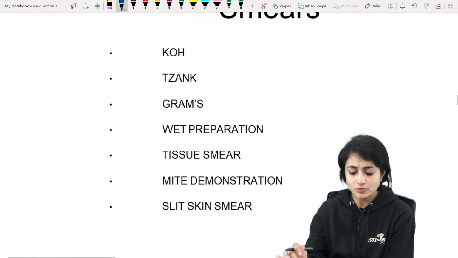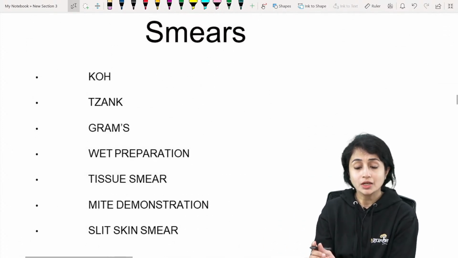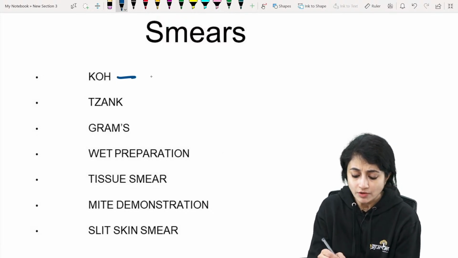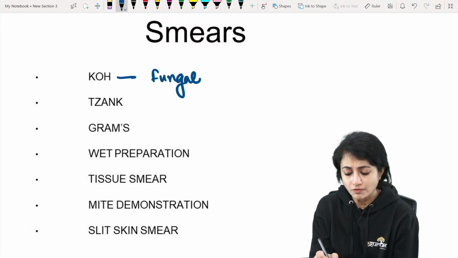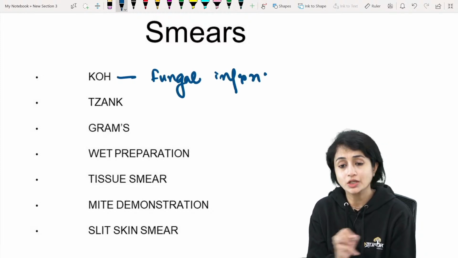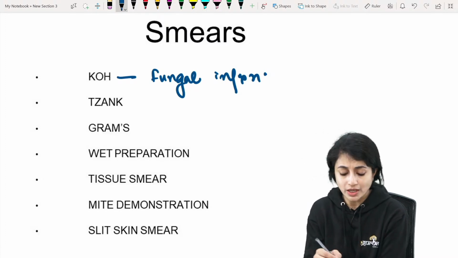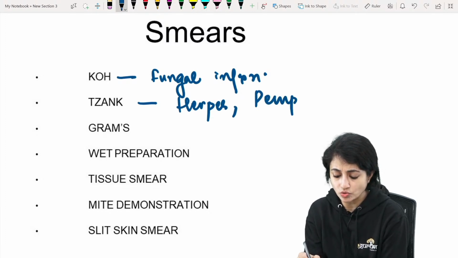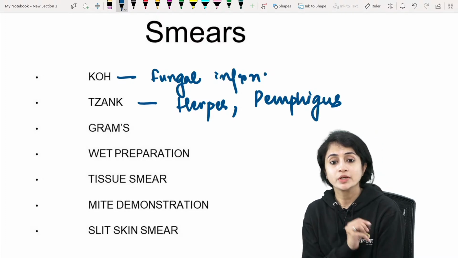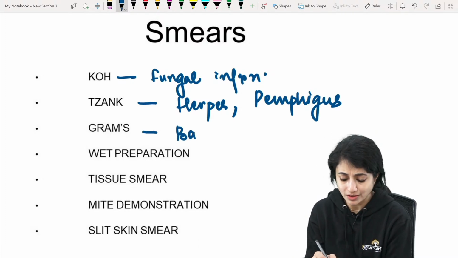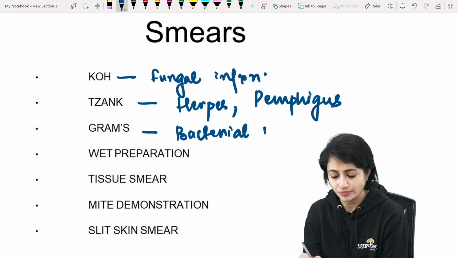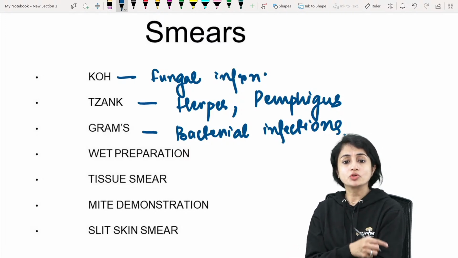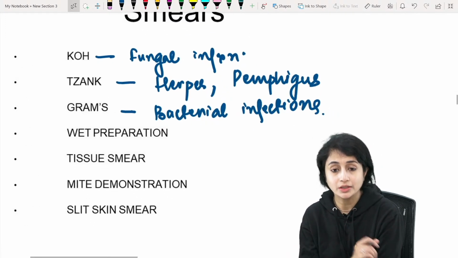Okay, let's look at different smears and where we use them. The smears I use in dermatology are KOH or potassium hydroxide smears, which I use in cases of fungal infections, more commonly dermatophytic infections and candida. Where do I do a Tzanck smear? I use it for herpes, and as I just told you, in pemphigus to look for acantholytic cells. Gram stain I do whenever I am suspecting any kind of bacterial infection, like impetigo. I use it in gonorrhea, which is a bacterial infection. So, Gram stain is used for bacterial infections.